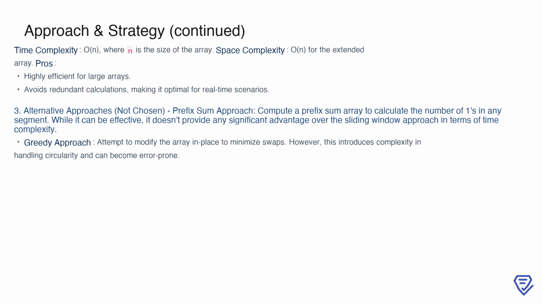While we also considered alternative methods, like the prefix sum approach, it doesn't provide any clear advantage in terms of time complexity or simplicity over the sliding window technique. Another option was a greedy approach, where we would attempt to modify the array in place to minimize swaps. However, this strategy becomes complicated when dealing with the circular nature of the array, and the potential for error increases significantly. Therefore, while these alternatives might be worth exploring in other contexts, they don't offer the same balance of efficiency and straightforward implementation as the sliding window method.